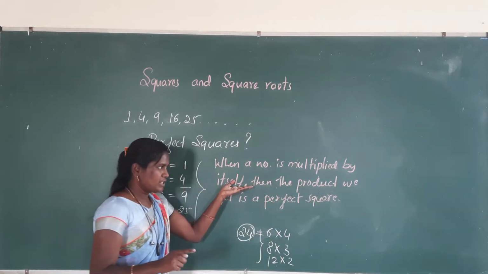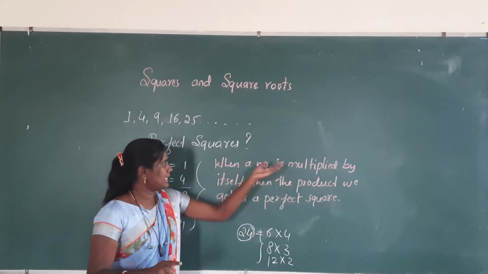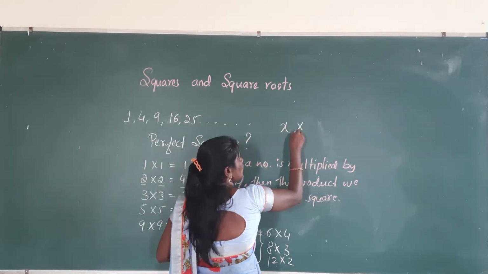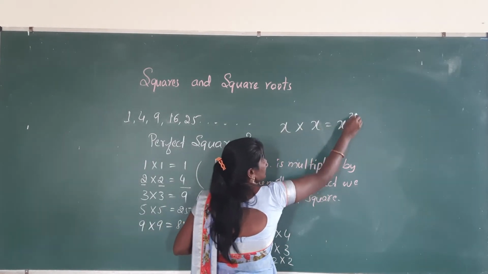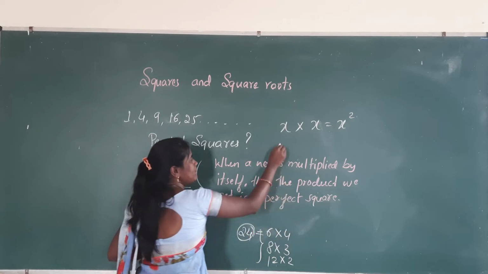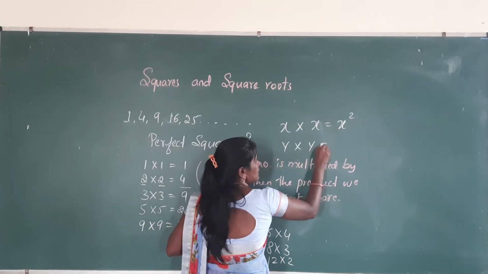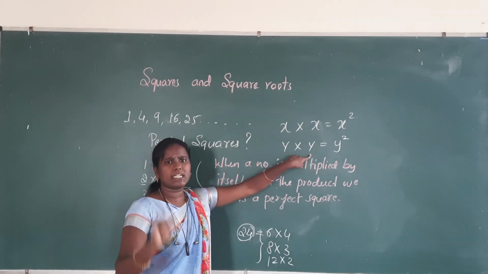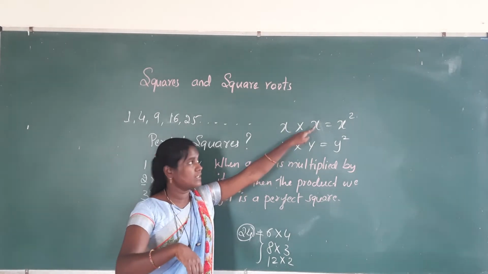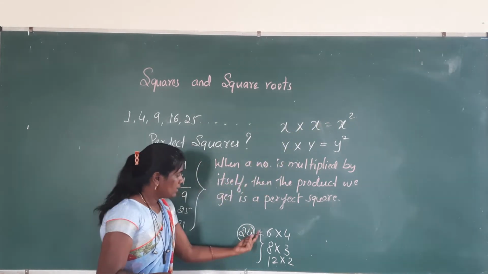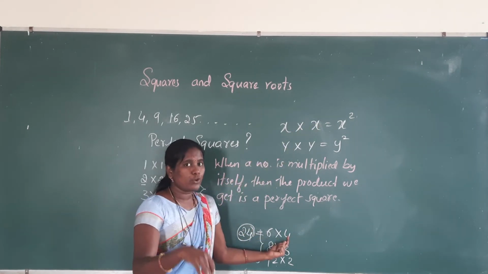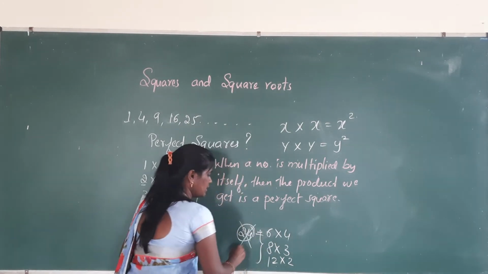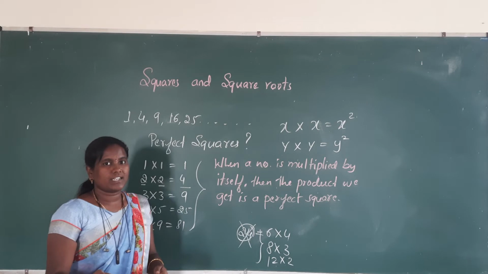As the definition says, when a number is multiplied by itself, when you multiply x with x, you get x square. If you multiply y with y, the answer is y square. Y is multiplied by itself, x is multiplied by itself. But 6 is multiplied by 4, and 6 and 4 are not the same. Therefore, 24 is not a perfect square.